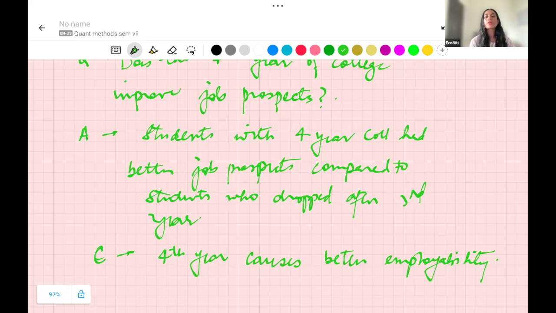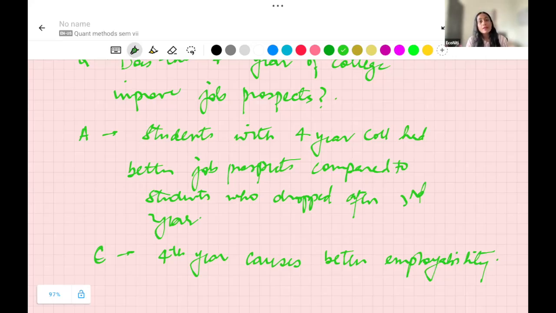The problem is that you are essentially comparing apples and oranges. 4th year is not compulsory. It is voluntary. This means that the people who enrolled are somewhere different from those who could not enroll, or they are coming from better families, right? Or they are anyways good in studies, right?